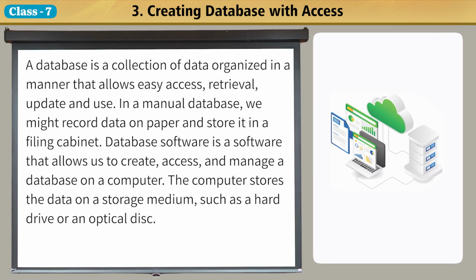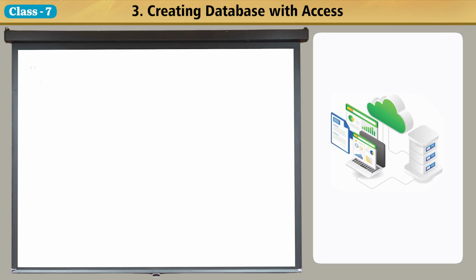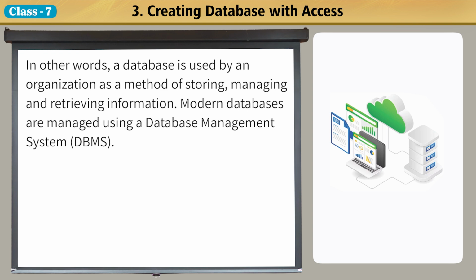A database is a collection of data organized in a manner that allows easy access, retrieval, update, and use. In a manual database, we might record data on paper and store it in a filing cabinet. Database software is software that allows us to create, access, and manage a database on a computer. The computer stores the data on a storage medium, such as a hard drive or an optical disk. In other words, a database is used by an organization as a method of storing, managing, and retrieving information.